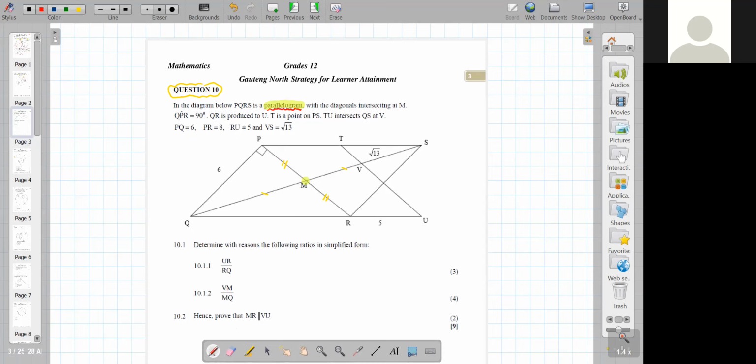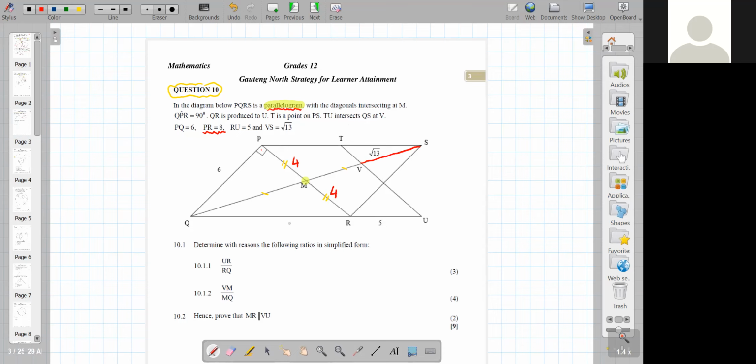And accordingly, when we read, it actually tells us PR is 8. So because PR is 8, that means what is PM and what is MR? It is 4 and 4 because diagonals bisect in a parallelogram. And it says RU is 5, okay, VS is root 13. Anything else given? Oh yeah, there is a 90 degrees.